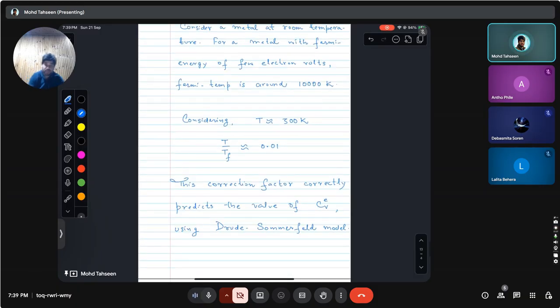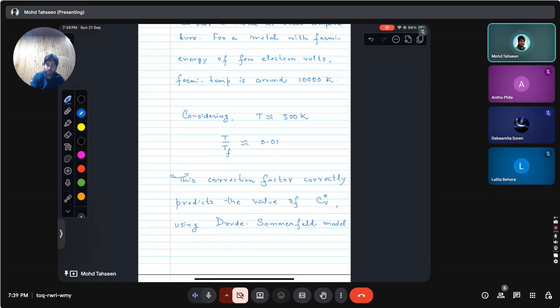So what are the takeaways now? Okay, so we have found a new model, which is the Drude-Sommerfeld model, and it correctly predicts the value of the electronic contribution to thermal conductivity, and it really accounts for the correction term, by a factor of 100. It corrects the value, and it shows us where that term comes from. Okay, what's the origin of that term?